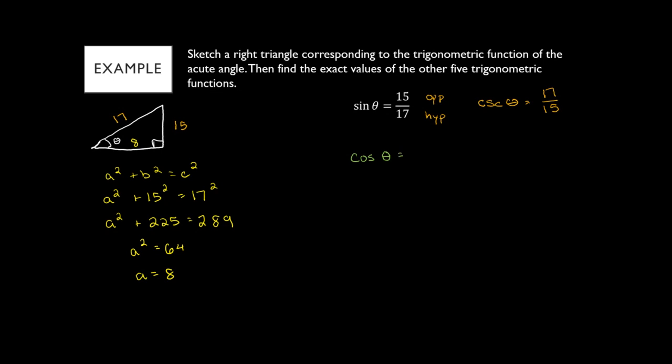Cosine is adjacent, which is 8, over hypotenuse, which is 17. And then the reciprocal of cosine is secant. So the secant of theta is 17 over 8. And then we have tangent of theta, which is TOA. So that's opposite, which is 15, over adjacent, which is 8. And then the reciprocal is cotangent. So that is 8 over 15.